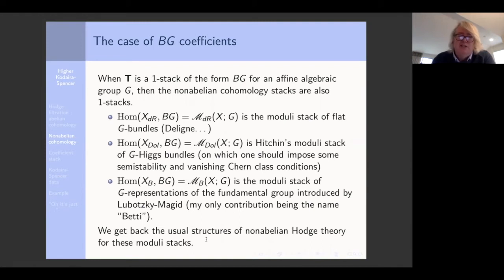If we take the X de Rham, then Hom from X de Rham into BG, that's just the moduli stack of flat G bundles, which I guess sort of appeared first in maybe Deligne. Helen maybe would have a comment on this, but I think that the idea of having a family of connections parameterized by a base scheme shows up in some of Deligne's earlier papers.